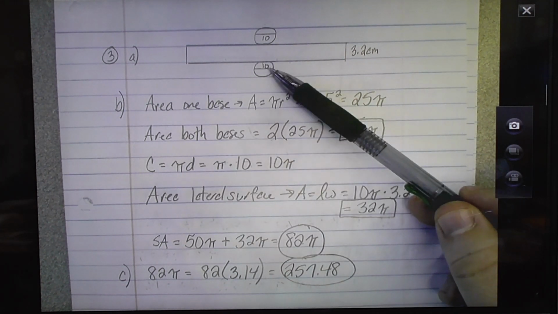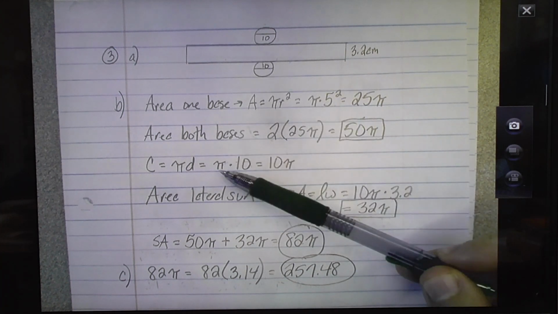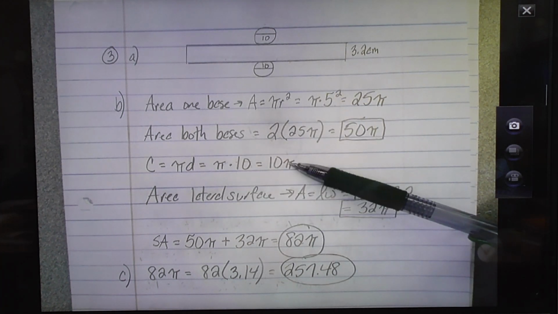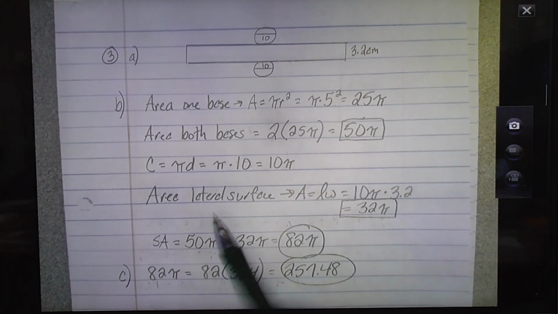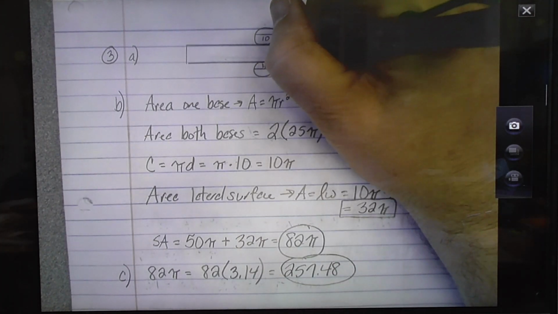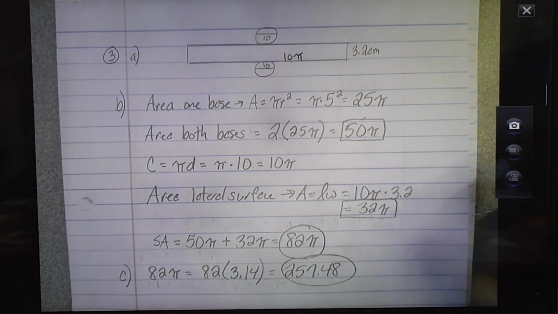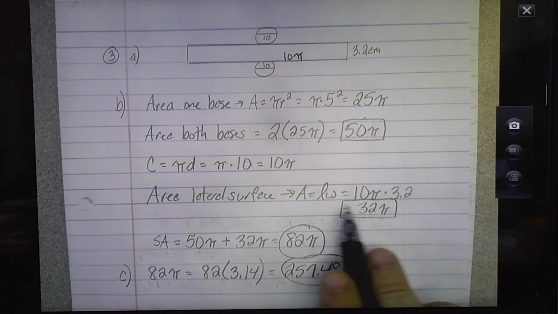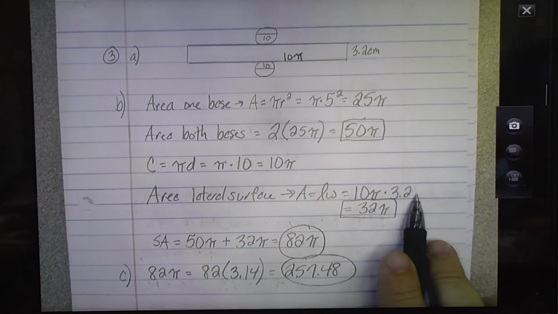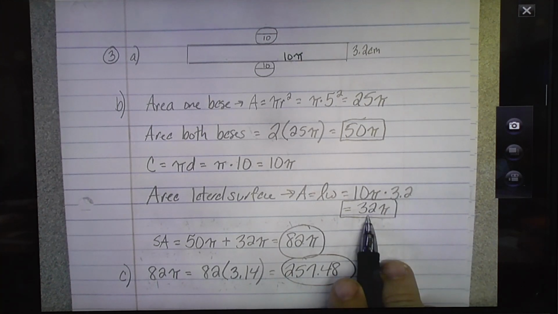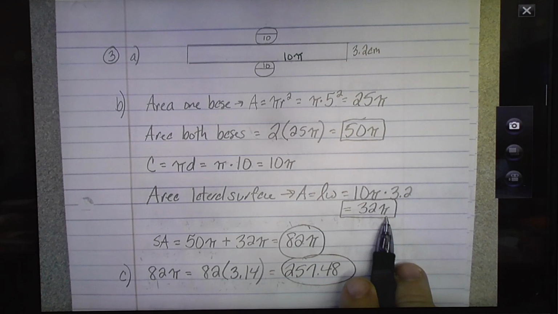Well, they already got the diameter for me. It's 10. So pi times 10 is 10 pi. Okay? So then I came down here and I said, all right, if the length of this rectangle is 10 pi, now I can go ahead and find the area of this thing. Length times width, 10 pi times 3.2. 3.2 times 10 is 32. So 32 pi.